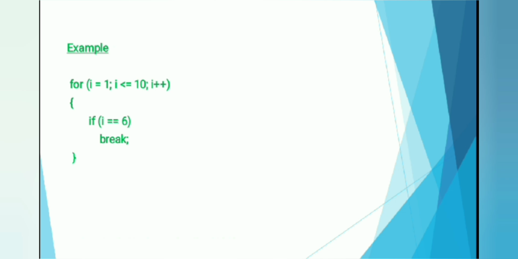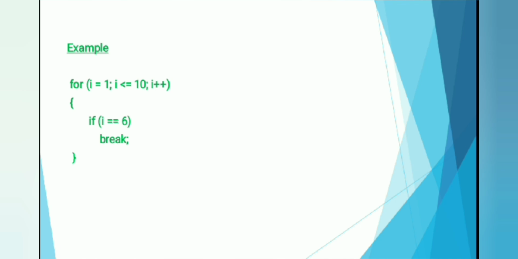So for is the keyword, i equal to 1. This is initialization, so i carries 1. Then I am giving the condition i less than or equal to 10. Then I have incremented by 1, i++. Within the for loop, I have used curly brackets. Within this we are writing some set of statements. In this I have used an if statement, right?